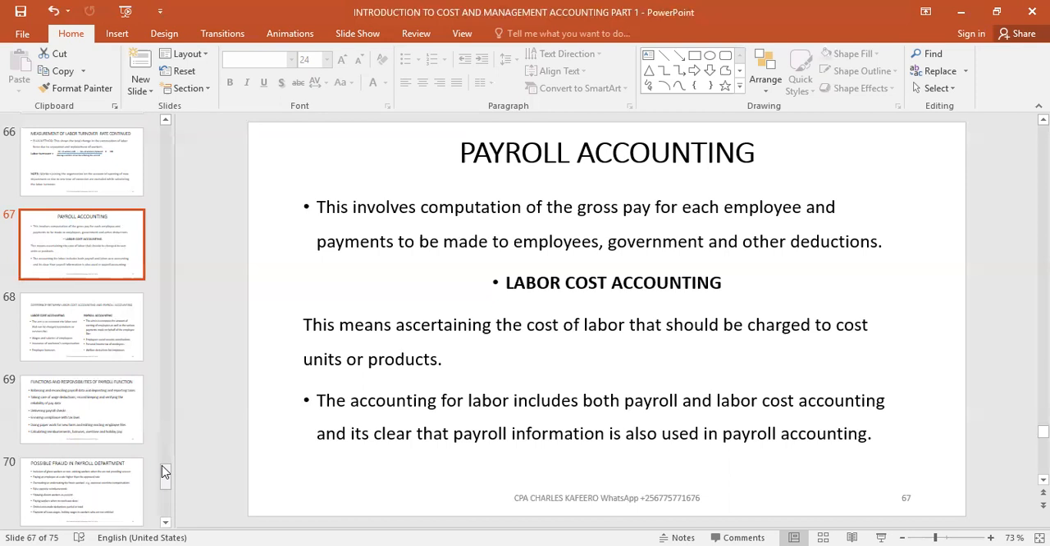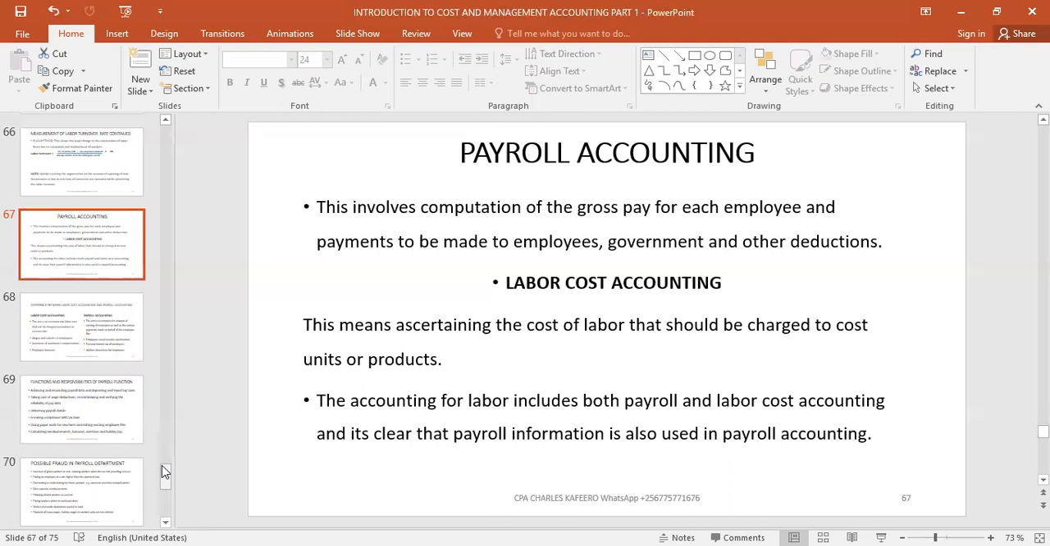Lunch deductions, because you may find that some employees have a benefit of lunch. They are given lunch where they are working, but on top of the lunch they are given, there is a certain contribution they make towards that lunch. So that deduction is made before someone receives the salary.